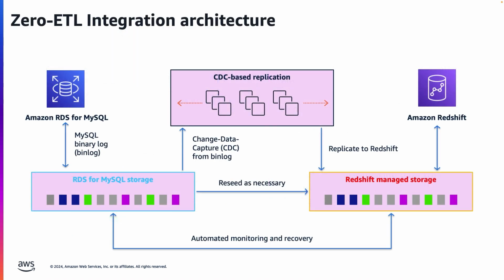The zero-ETL integration operates via the RDS MySQL binary log, also known as the binlog. This process works by collecting changes to the database logs using the database engine's native API. It adapts to the RDS MySQL side schema changes, and you can monitor progress, lag, and performance from Redshift system tables and also CloudWatch metrics.